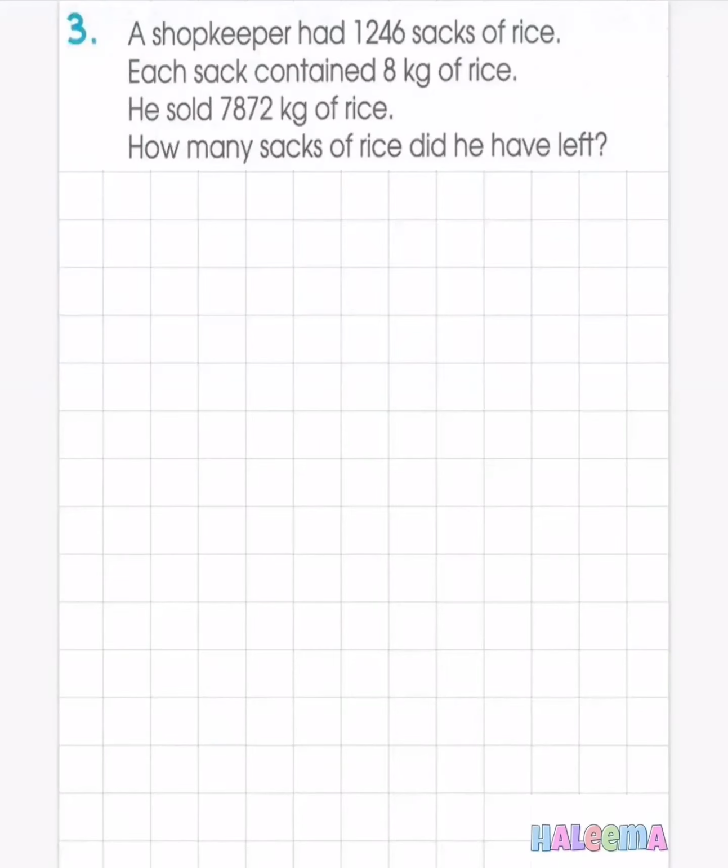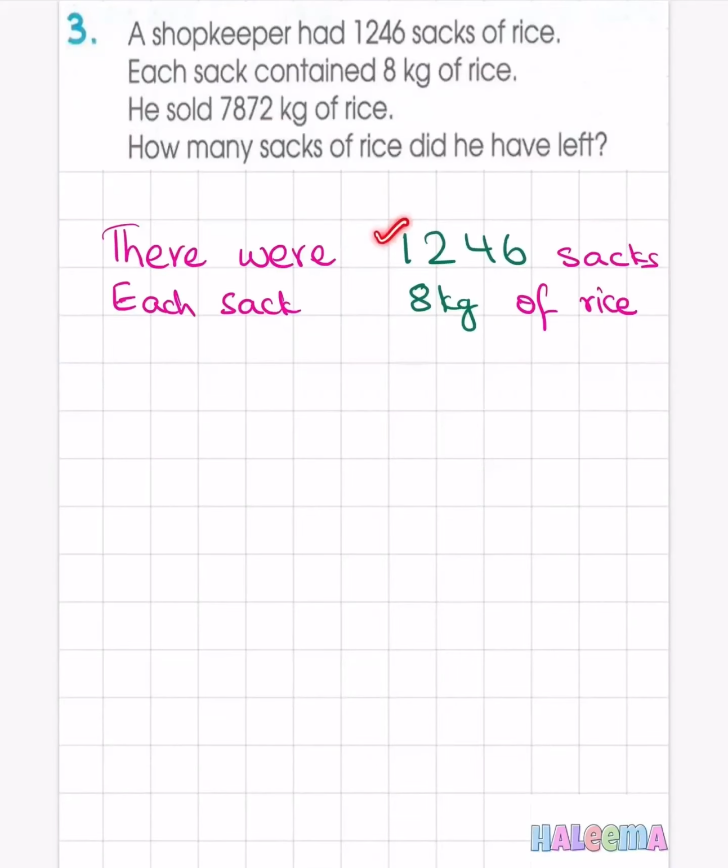The question says that a shopkeeper had 1,246 sacks of rice. Each sack contained 8 kg of rice. See, he sold 7,872 kgs of rice. How many sacks of rice did he have left? Have a look at the data now.